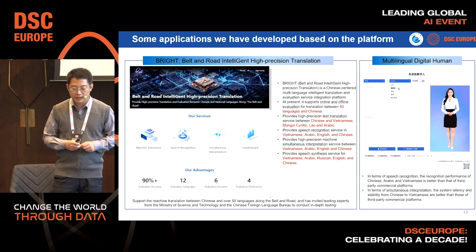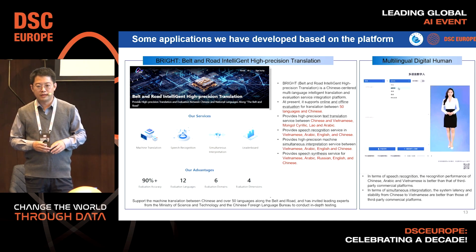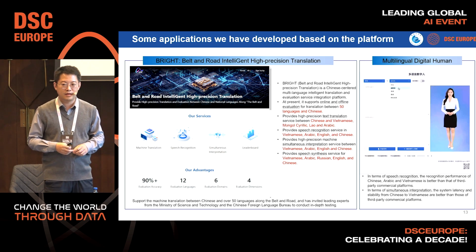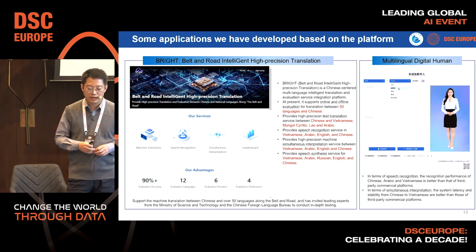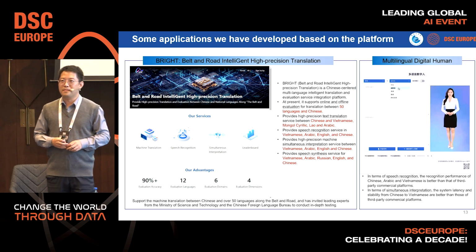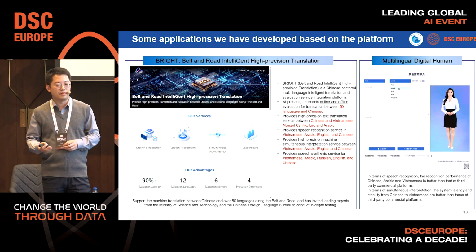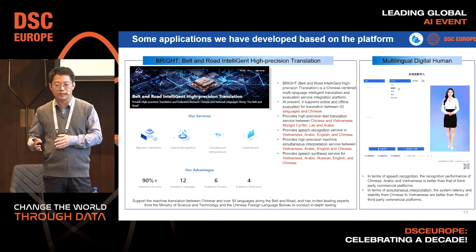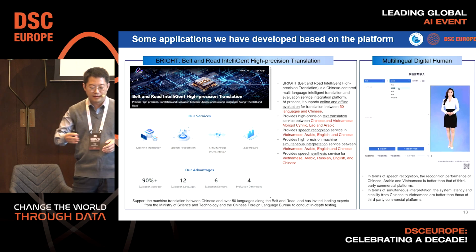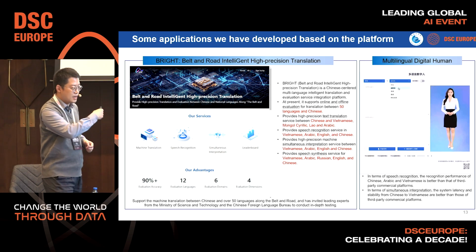So this slide shows some demos or screenshots we developed based on the multilingual communication platform. The left one is a screenshot of Bright. It's a sub-platform developed on the SilkRoad, called the Belt and Road Intelligent High Precision Translation Platform. On this platform, we ask the users to evaluate their model's performance first, and if they are top ranked on our leaderboard, we will help them to deploy the models to the output service and provide some application services such as machine translation, ASR, TTS, and also on the right, a digital human.